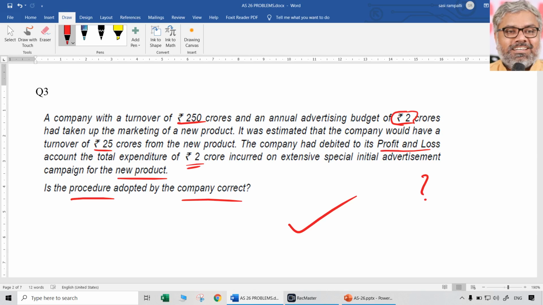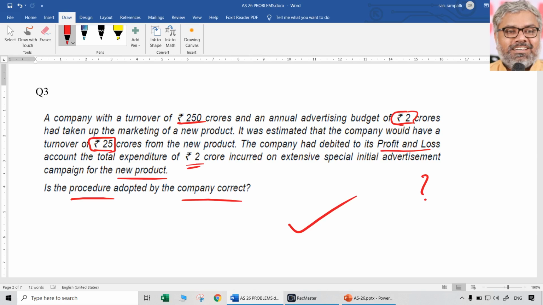Not possible. There is some kind of benefit that is coming in the form of an additional turnover of 25 crores. That is turnover, not the net benefit that is coming to the organization. Yes, there might be some future economic benefit that is flowing into the organization, but we cannot quantify that against the amount of expenditure incurred on advertising. So the asset recognition criteria under AS26 is not met.